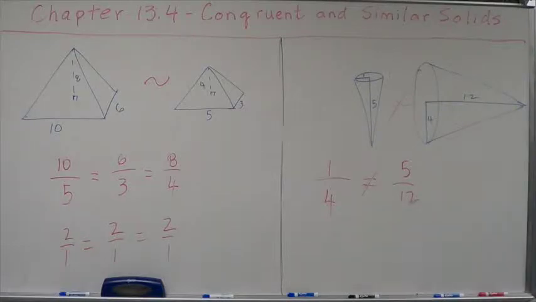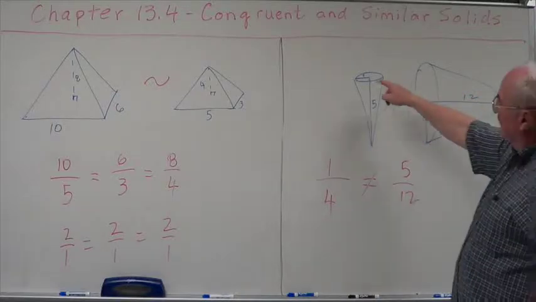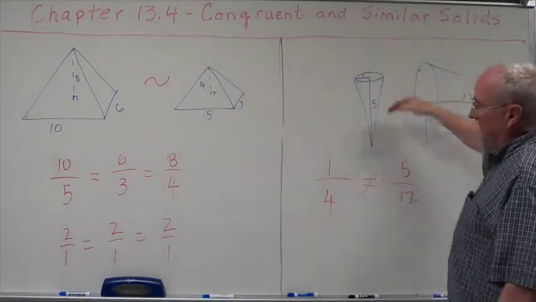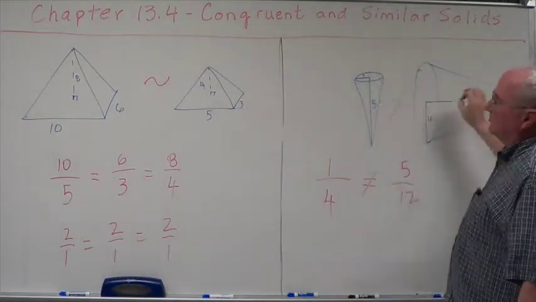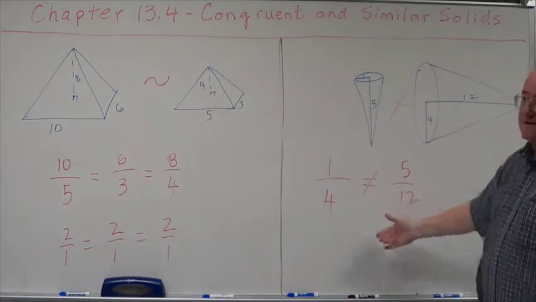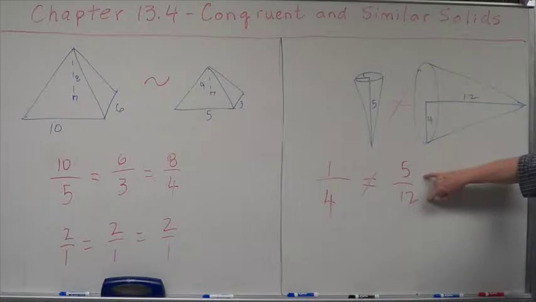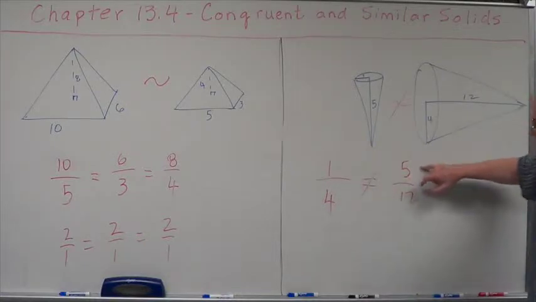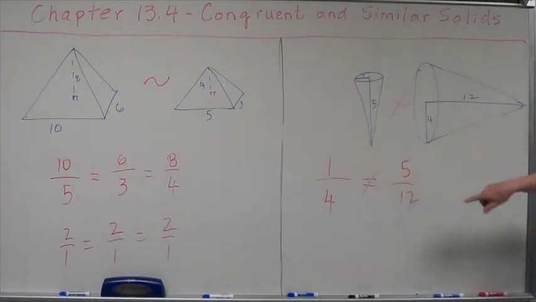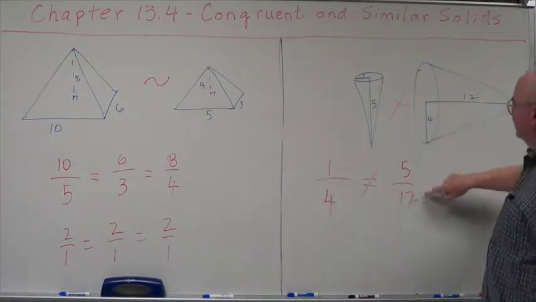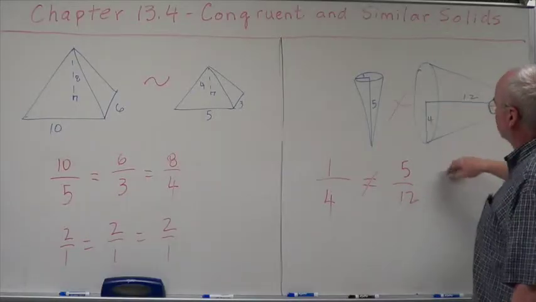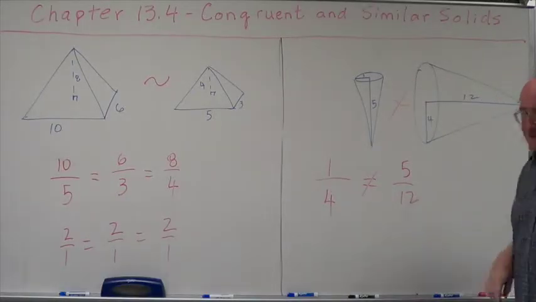If all the proportions of their corresponding critical linear measurements are the same, then they are similar. In order to make this equal that, this would have to be 3 over 12, wouldn't it? Well, that's just not getting there, is it? 5 is to 12 is just not the same as 1 to 4.